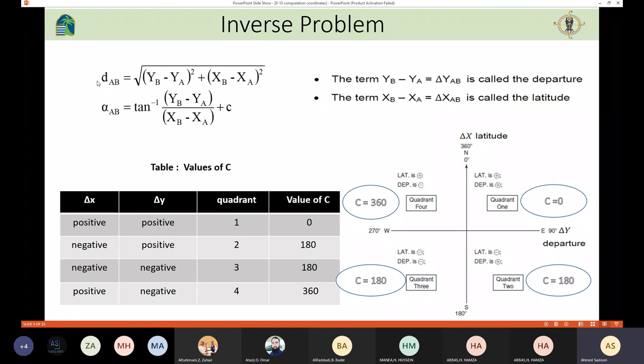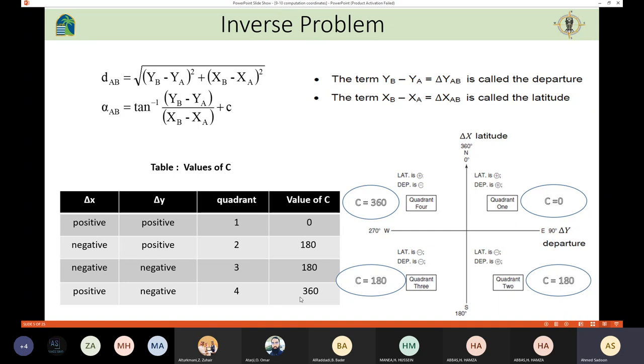The value of the distance between the two points is the square root of the difference in the east squared plus the difference in the north squared. We call this departure and we call this latitude. In order to determine alpha AB, the azimuth of the line AB, it is going to be tan inverse of the departure over the latitude plus the value of C. We discussed how to determine the value of C.